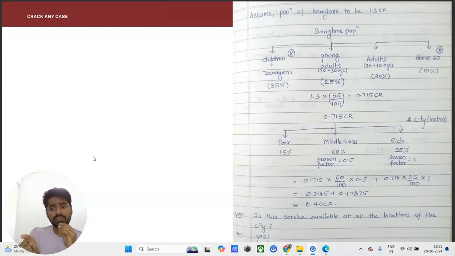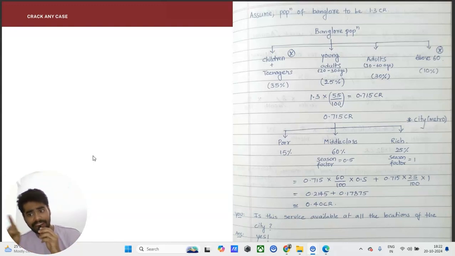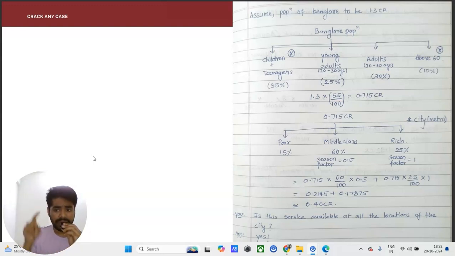So how this thing is going to get down again: 0.715 into 60% into season factor 0.5 plus 0.715 into 25% into season factor, which is 1. The number that I am going to end up is 0.4 crore. So we started from 1.3 crore and we are ending now at 0.4 crore. So 0.4 crore is the market size.